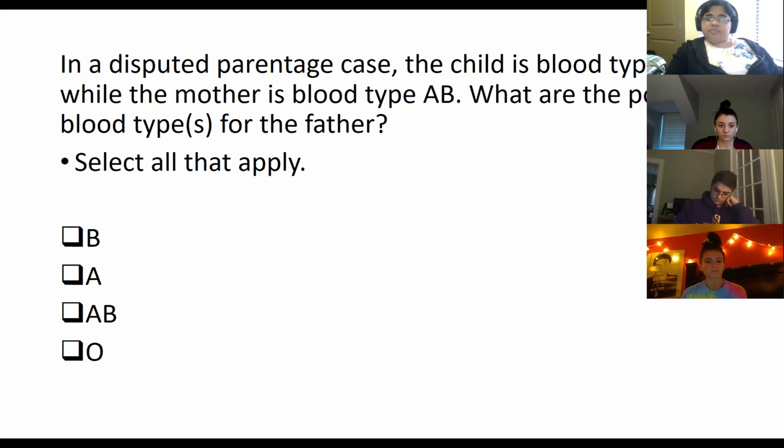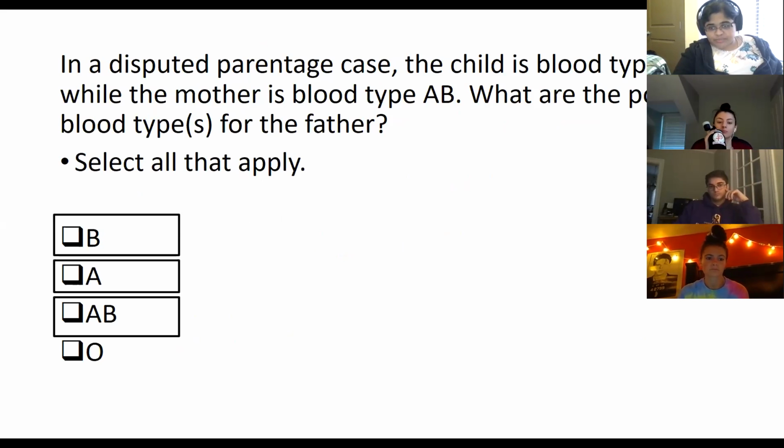So this is a question just written differently, but the same thing. In a disputed parentage case, the child is blood type AB, while the mother is blood type AB. What are the possible blood types for the father? Same thing, right? A, B, and AB. Okay.